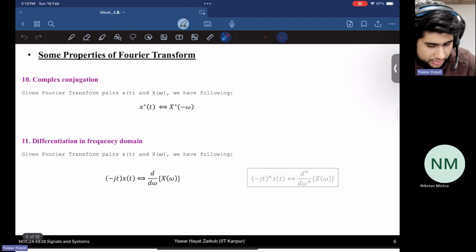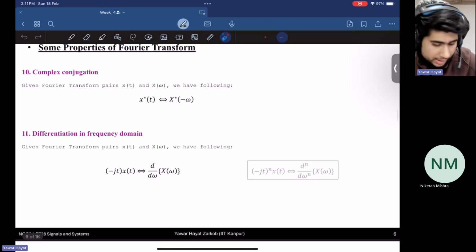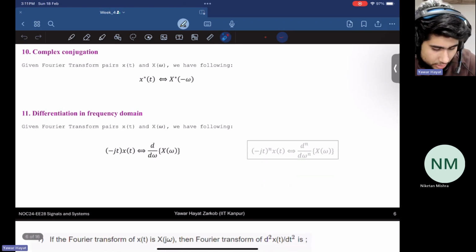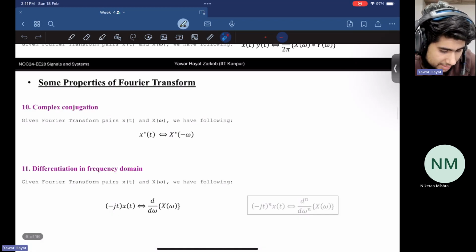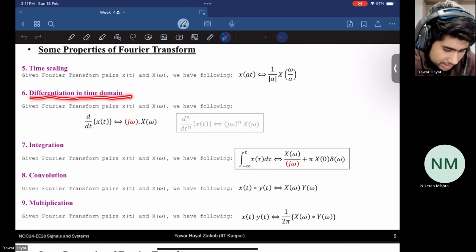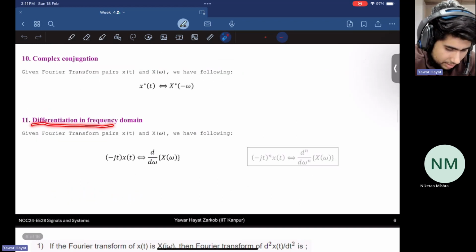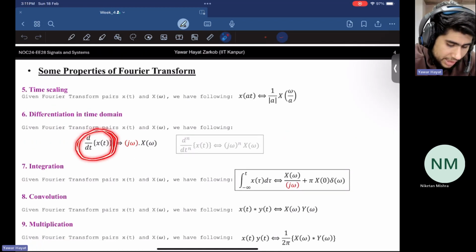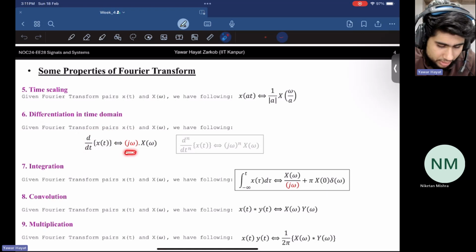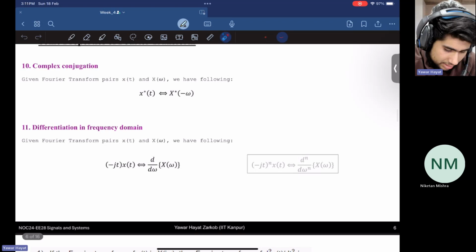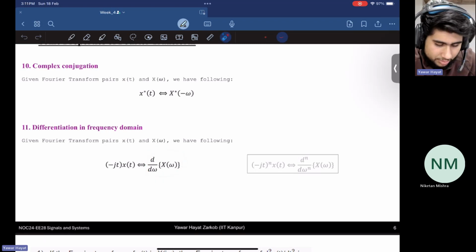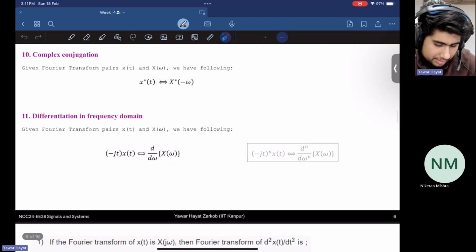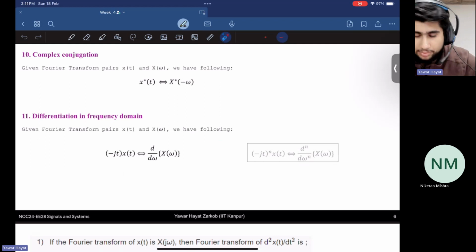If you have not gone through the proofs, I would suggest you try them out. They are pretty straightforward. Then there is differentiation in the frequency domain. We had differentiation in the time domain, right? This is just the dual of that. Here, I was taking the derivative of the signal in the time domain and j omega was multiplied in the frequency domain. What happens when I take the derivative of the signal in the frequency domain? Minus jt gets multiplied in the time domain, right? And this is the generalized result of the same.